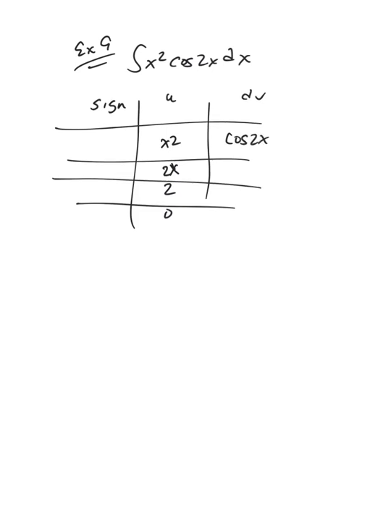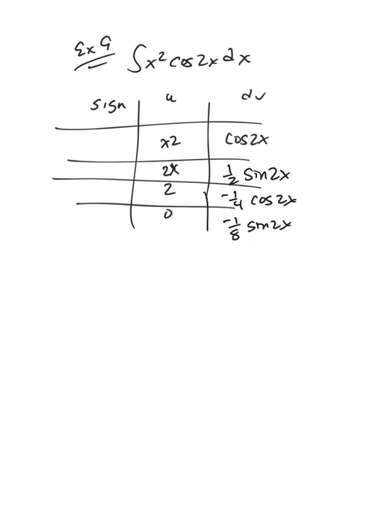My dv is cos 2x, so I have to get the antiderivative. What has a derivative of cos 2x? That would be 1/2 sine 2x, because we compensate for the rate. What has a derivative of 1/2 sine 2x? That would be negative 1/2 times 1/2 cosine 2x, which is negative 1/4 cosine 2x. What has a derivative of negative 1/4 cosine 2x? That would be negative 1/4 times 1/2 sine 2x, which would be negative 1/8 sine 2x.